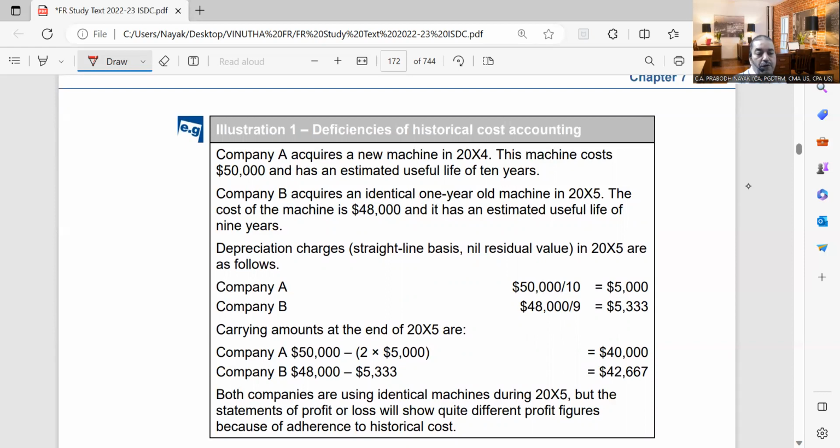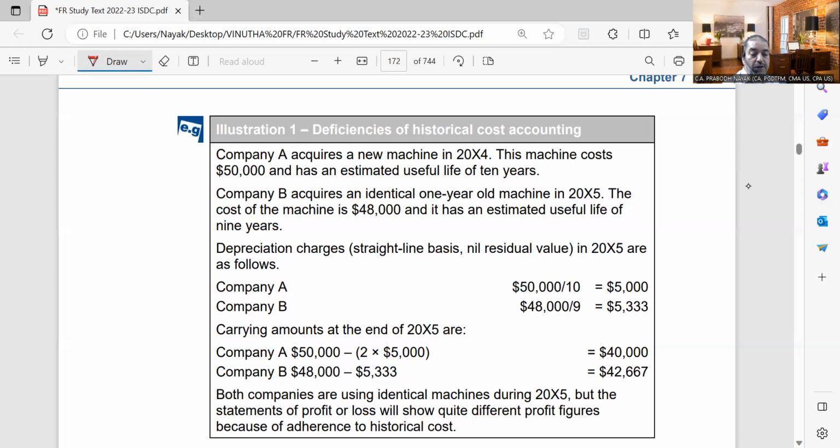So let us take an example based on this. Company A acquires a new machine in 20x4. This machine cost $50,000 and it has an estimated useful life of 10 years. Company B acquires an identical 1-year-old machine in 20x5. The cost of the machine is 48,000 and it has an estimated useful life of 9 years. Depreciation charges on straight line basis, nil residual value, are as follows. Company A purchased the asset for 50,000 with a 10-year life, so 50,000 divided by 10, we are charging 5,000 as depreciation.